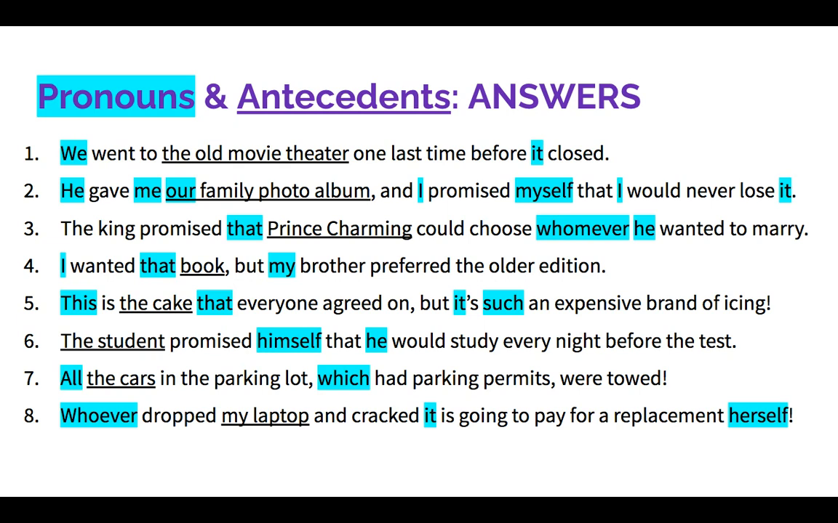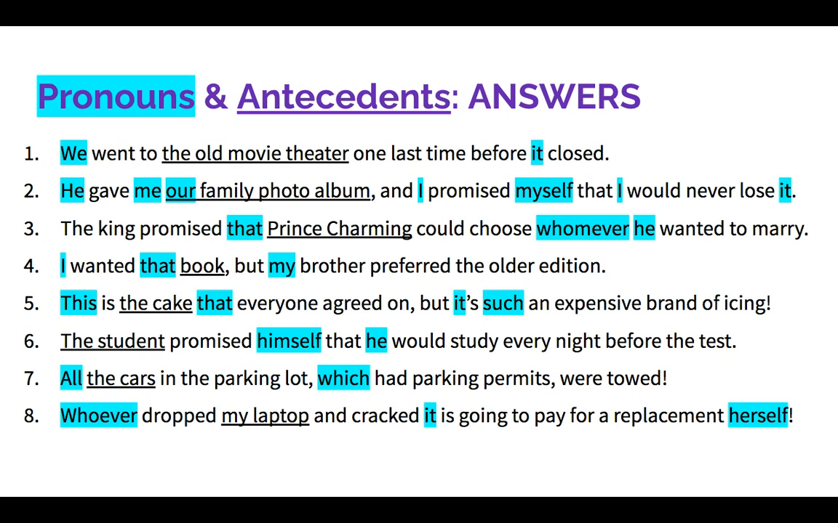Number 3, the king promised that Prince Charming would choose whomever he wanted to marry. We have 3 pronouns. We have the demonstrative pronoun that. Then we have whomever, and we have he. We only have one antecedent here, and that's for the pronoun he. Prince Charming is who he is replacing.